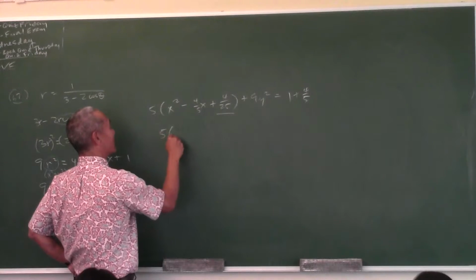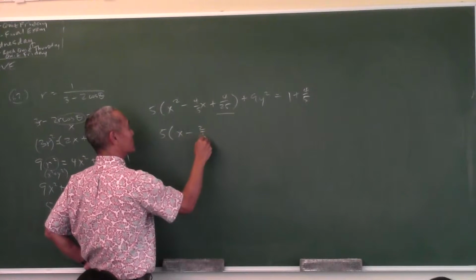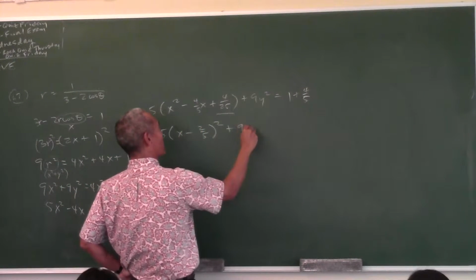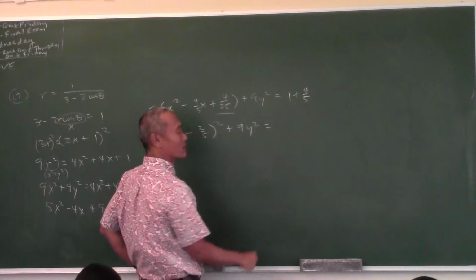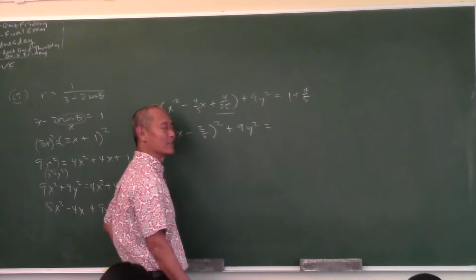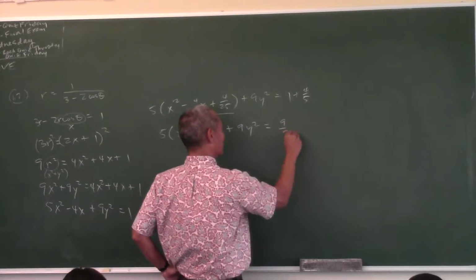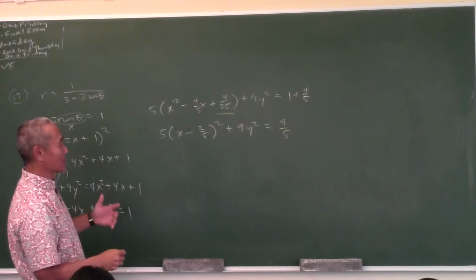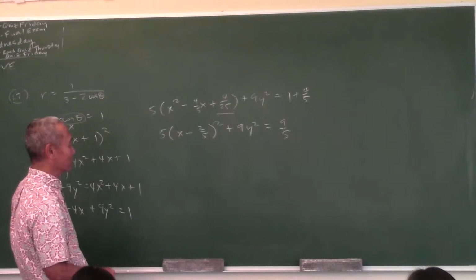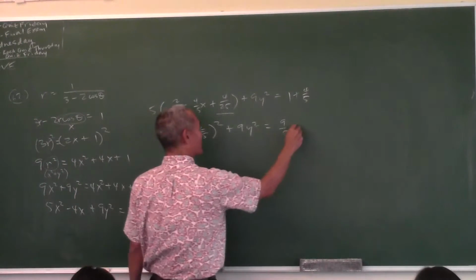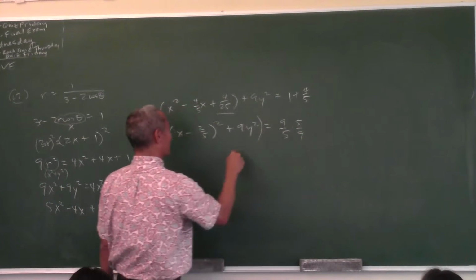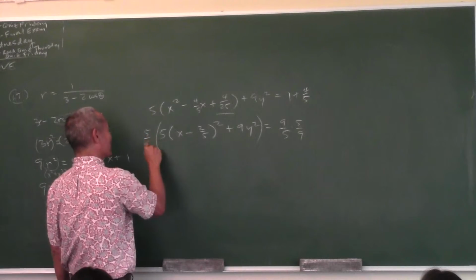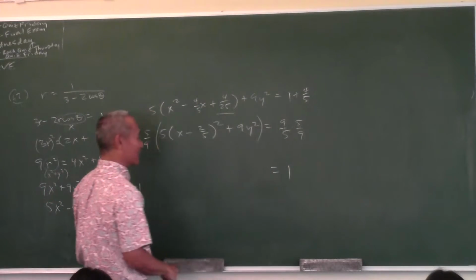So, what do I have now? 5 times x minus 2/5 squared plus 9y squared equals, what is 1 plus 4/5? 5/5 plus 4/5 is 9/5. Now, we want this number to be a 1, so what do you want to do? Divide by 9/5 or multiply by 5/9? It's the same result. Okay, multiply both sides by 5/9, so you're going to multiply this whole side by 5/9 too then. That's how you get the 1 over there.